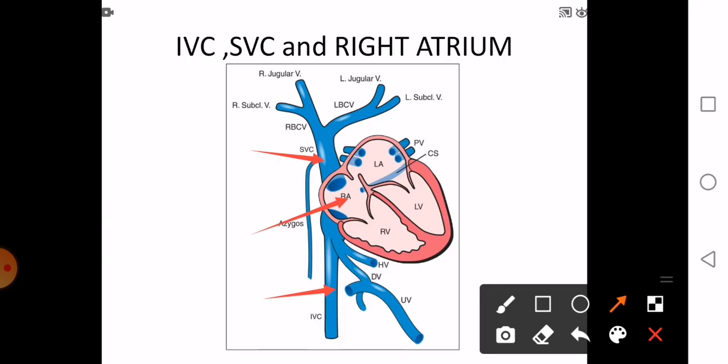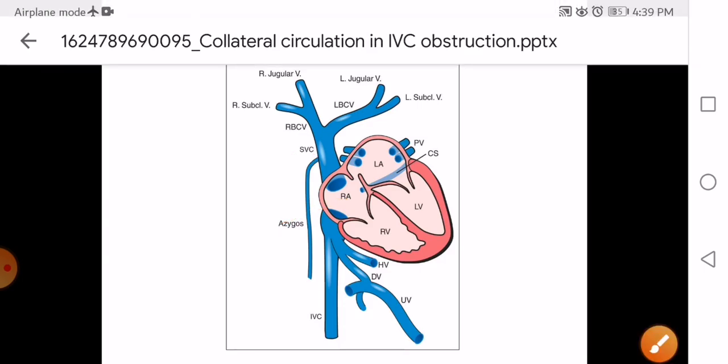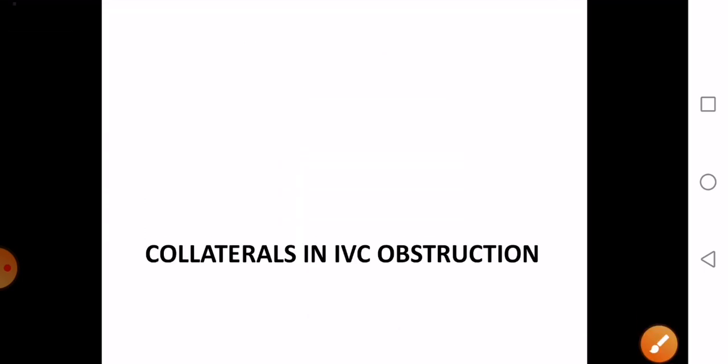So what happens when there is obstruction in either of these vessels? How does the blood reach the right atrium? First, we will see what happens in inferior vena caval obstruction.